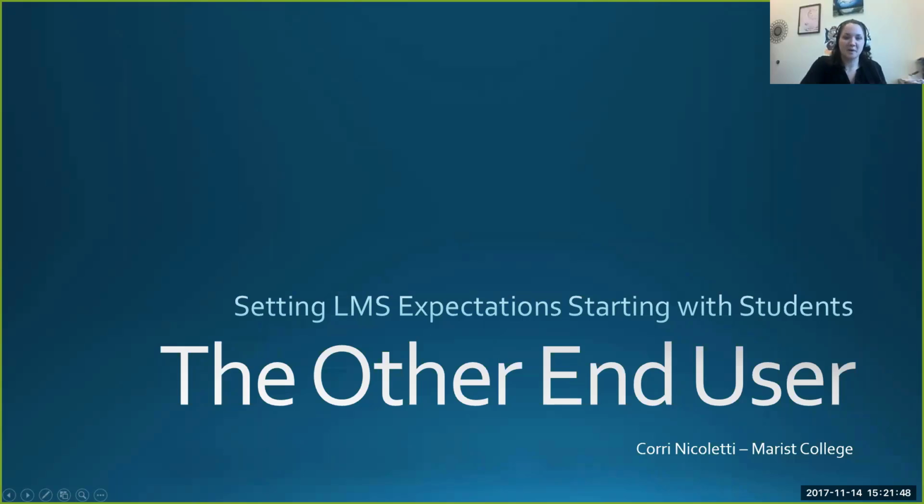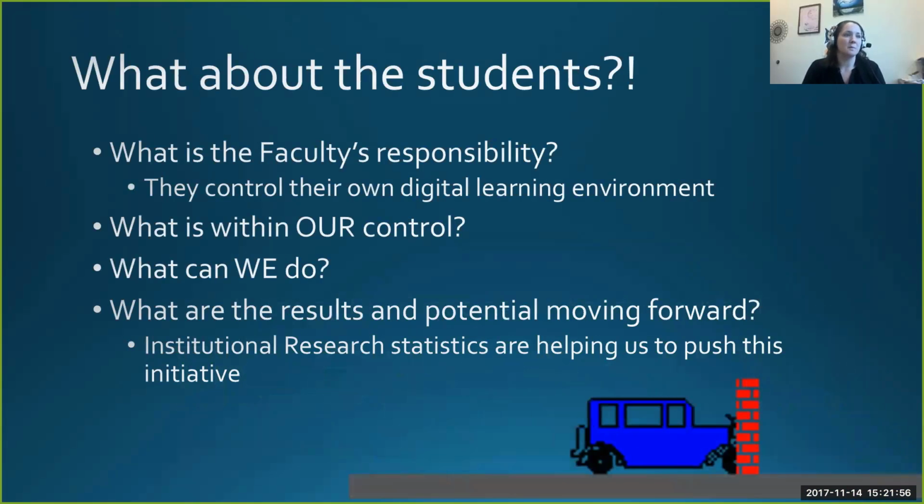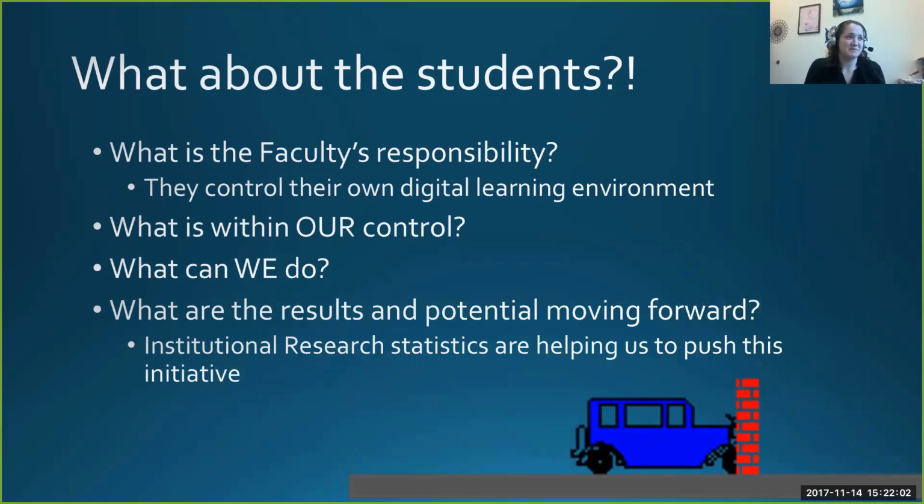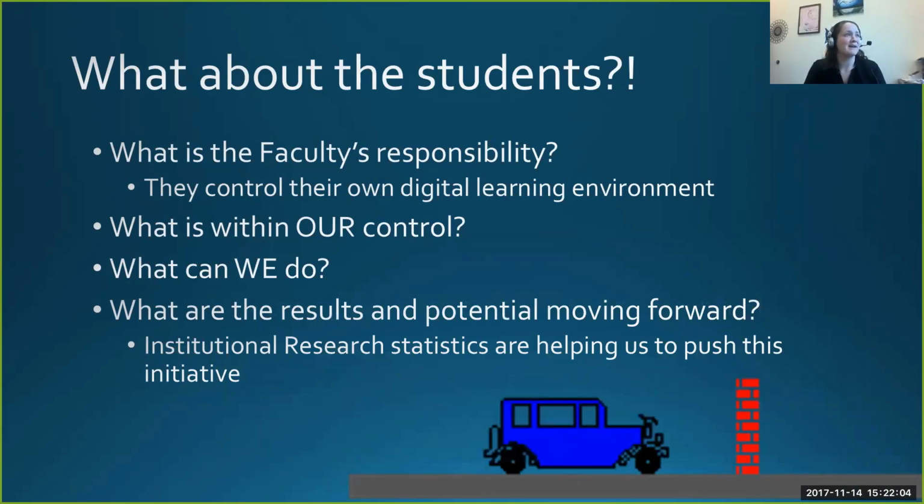So welcome to my presentation, The Other End User. It's kind of interesting how we came across the idea for this presentation. So basically, we kind of realized that, oh, that's going to get annoying. I didn't realize it was going to keep moving, but everyone can enjoy the little car.